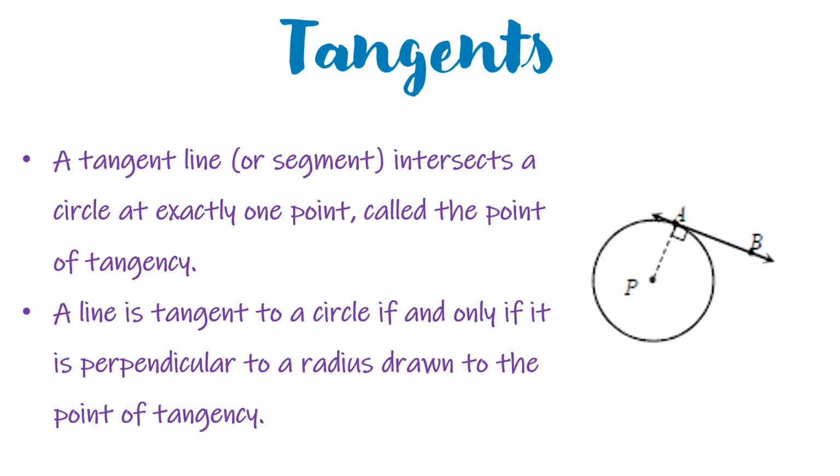If a line is tangent to a circle, it will be perpendicular to the radius drawn to the point of tangency. So if you draw the radius AP, then the tangent line AB will be perpendicular to the radius.